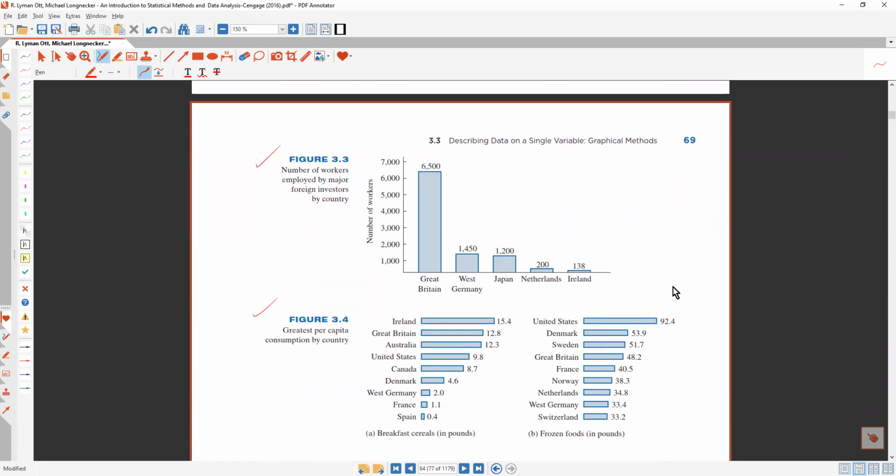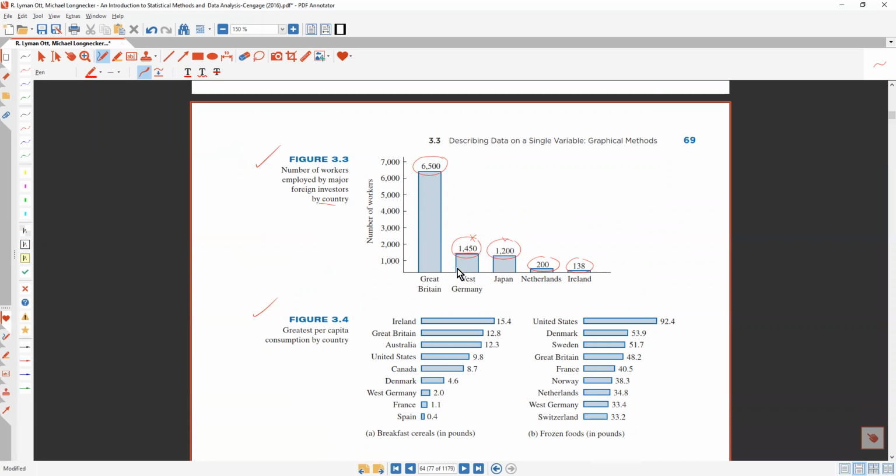Okay, so other graphs. Well, here's another graph, and this is a bar graph. This is a bar graph of the number of workers employed by major foreign investors by country. It's nice when they give the numbers up here. But if they didn't give the numbers, see how we can tell the horizon a little bit better? We can see this one is taller than this one. So even without these numbers, we could still kind of see.